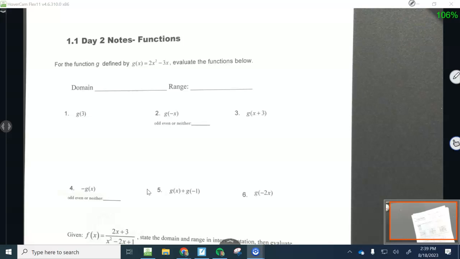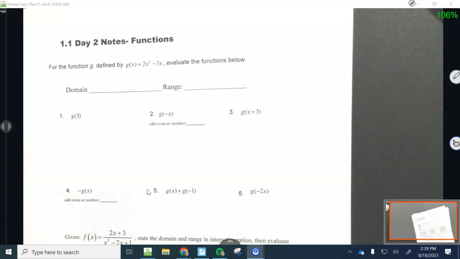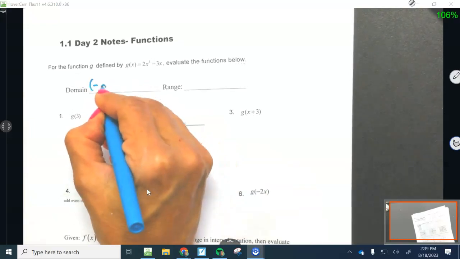Y'all look at this right here. Do you see a square root symbol? No. So we don't have to worry about that restriction. Do you see a fraction bar? Nope. Don't have to worry about that restriction. So we automatically know that negative to positive infinity is going to be the domain for that. So let's write negative to positive infinity.